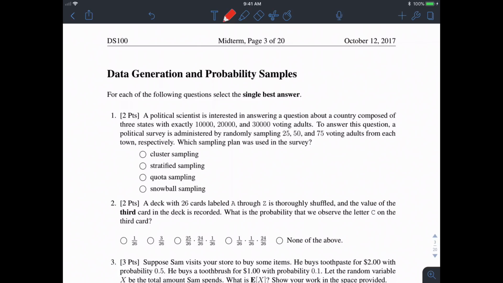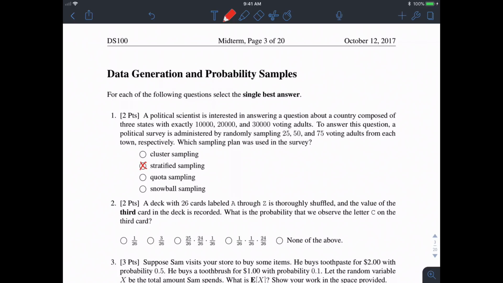In the first question, a political scientist is interested in answering a question about a country that's broken up into 3 states with 10,000, 20,000, 30,000 voting adults in each. And in each state, we randomly sample 25 for the first, 50 from the second, and 75 from the third. The type of sampling plan this is, is stratified sampling, right? This fits directly to the definition of what a stratified sample is.